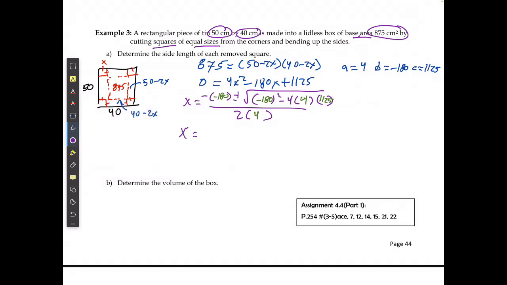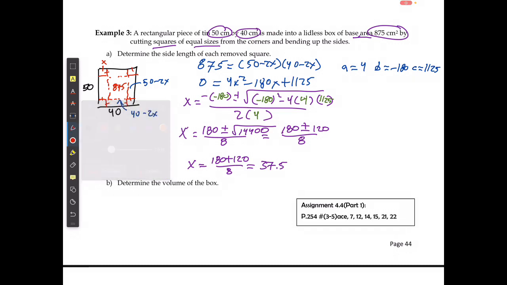And I get x is equal to 180 plus or minus the square root of 14,400, all divided by 8. And that's a perfect square, 180 plus or minus 120 over 8. So now I got to solve for the two possibilities. Either it's going to be x is equal to 180 plus 120 over 8, which would give me 37.5. Well, I can't take that off of both sides from the 50 or the 40. It's too big. So I know that that's not my answer.